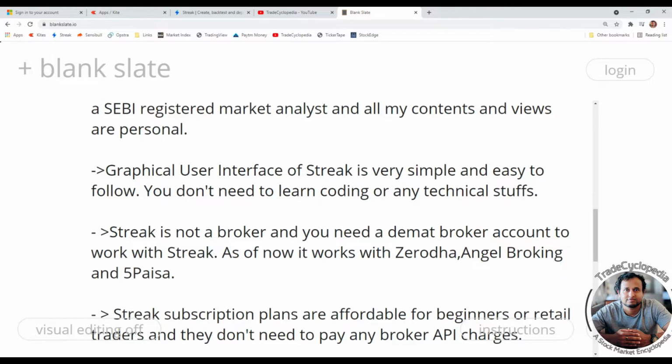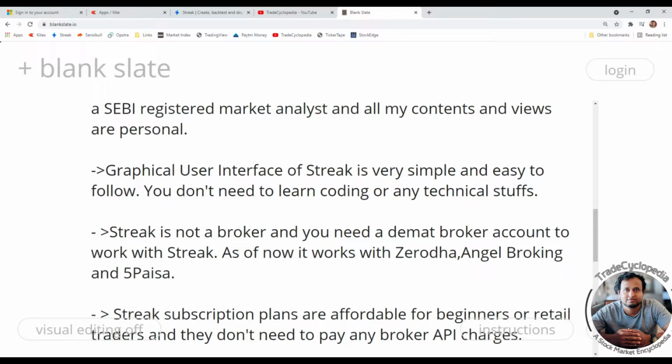It's not a dedicated demat account, because I have been getting many queries, like people asking how much fund we need to add on Streak, etc. It's not a broker. It's just a platform where we can create scanners, do backtests, create strategies and deploy them, and those strategies will be executed on the live market. Whenever the conditions are met on the live market, it will place an order on our respective broker account.